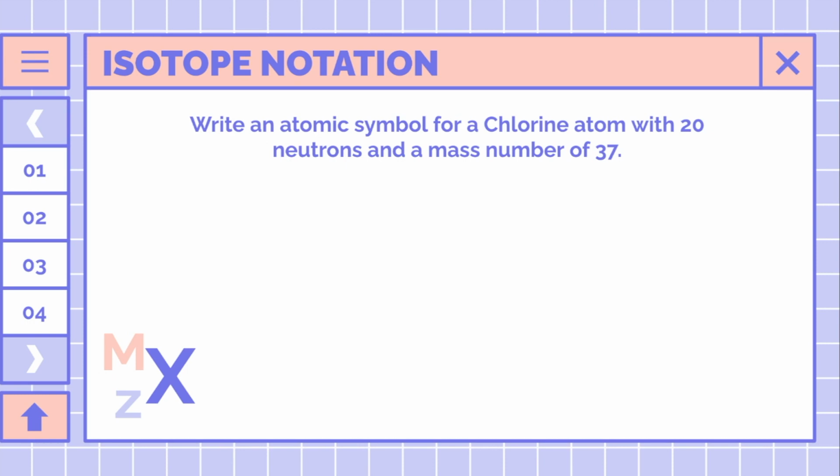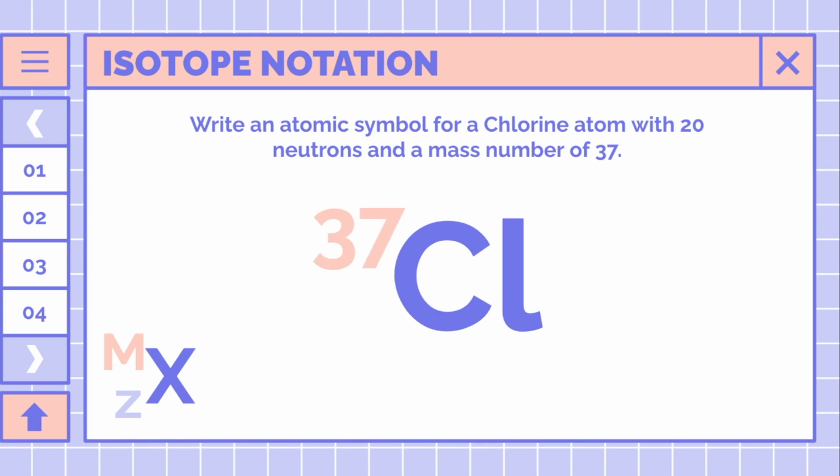Write an atomic symbol for a chlorine atom with 20 neutrons and a mass number of 37. Alright, let's start with the first piece of information, the element. The element here is chlorine, whose symbol is Cl, so we can write that down. Cl replaces X. Now, in this question, we are given the mass number, which we know is 37, and the number of neutrons, which is 20. However, we still need to find the number of protons that will replace Z.